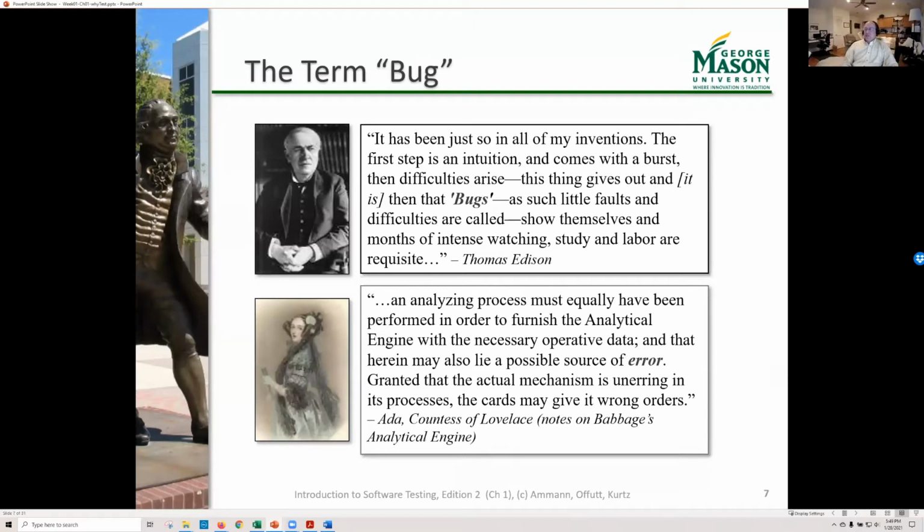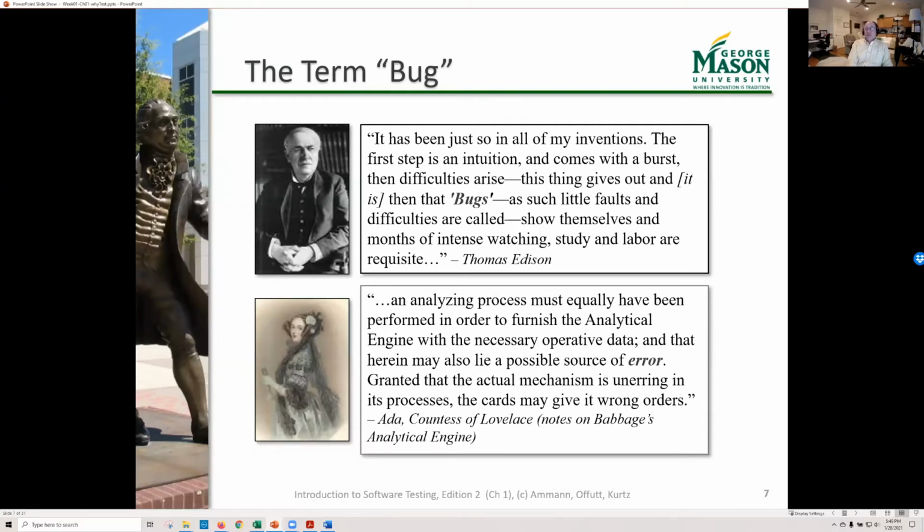So what about bugs? What's a bug? As far as I've been able to determine, this Thomas Edison quote is actually real. I mean, I wasn't there. I can't vouch for it myself. But this is the oldest reference to bug that I have ever seen.